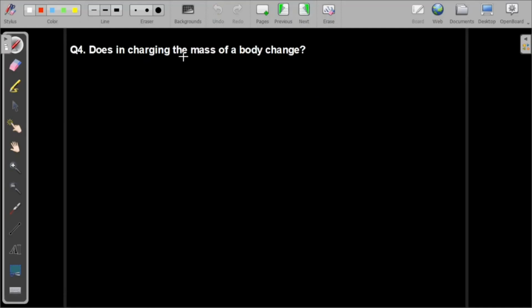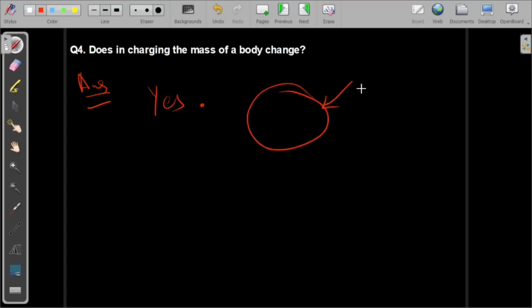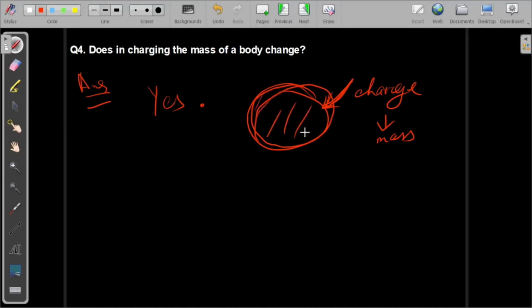Thus, in charging, does the mass of a body change? The answer is yes, right? Why? Suppose this is the body and this is being charged. Charging means what? Bringing additional charge, right? A charge has mass. That means you are bringing additional mass. So the final mass of this body will be increased. That means the initial mass of this body will be changed while charging. Understood? This is easy.